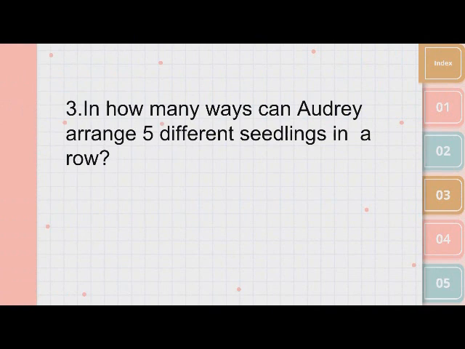Do you still remember our lesson for this? Okay, we have a basic permutation. How many ways can Audrey arrange 5 different seedlings in a row? Okay, so we have 5. So therefore, just have it 5 factorial. You have that 5 factorial for you to find the answer. And 5 factorial is 5 times 4 times 3 times 2 times 1. And your answer is equal to 120.